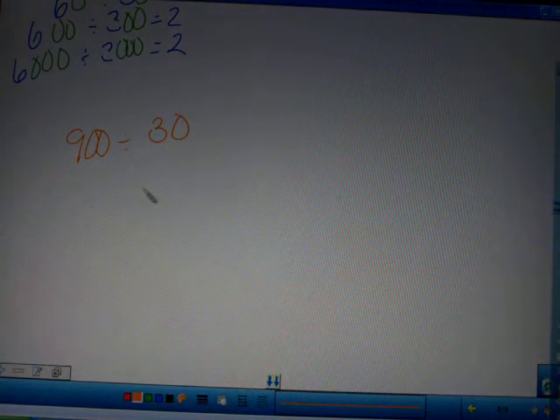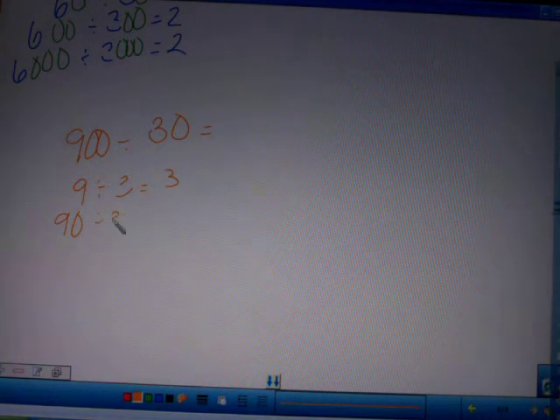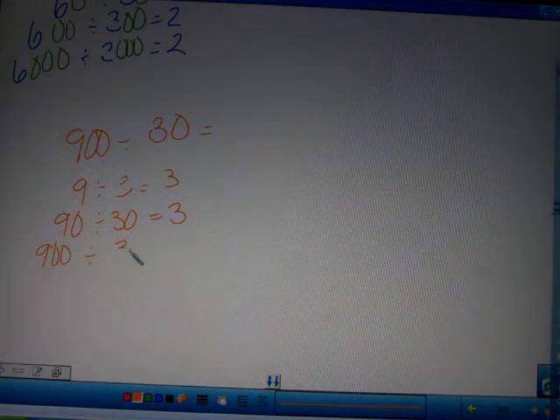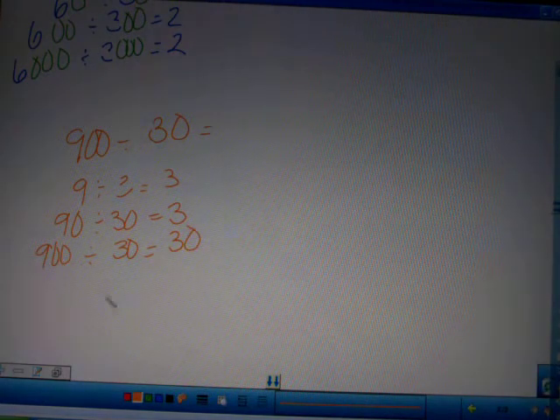Now, one way to go about it is to use fact families, so that I know that 3 times 3 equals 9. And so 9 divided by 3 is 3. And so 90 divided by 30 is 3. Well, if I do 900 divided by 30, that gives me 30. So that's one way to go about solving it.